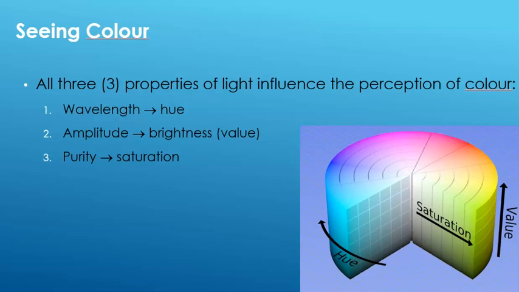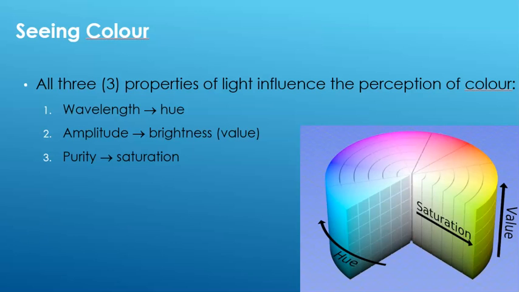Now, let's talk about seeing color. Remember that cones are the receptor cell that processes color or helps with seeing color. Now, there are 3 properties of light that help influence the perception of color. We talked about these a little bit in the last video, but the first one is wavelength, and this tells us hue, or what color, like red or blue. The second one is amplitude, and this tells us the brightness. And then the third property is purity. This tells us the saturation.